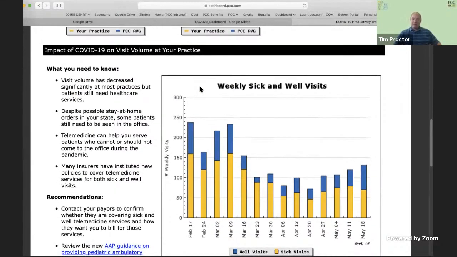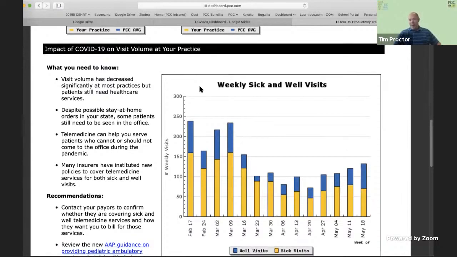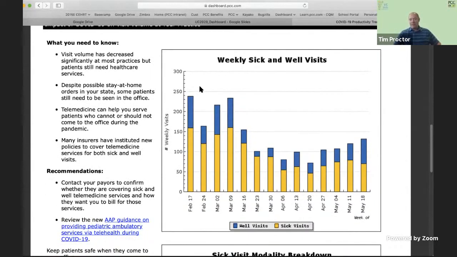We wanted to give you an idea of, for the weeks in the past, how many well visits and sick visits are you doing at your practice? And this is measured in terms of weekly numbers, weekly visit volume. So you can look at this and get an idea of your weekly volume and how many well visits versus sick visits you're doing. It's a visual of your well to sick ratio in some respects.